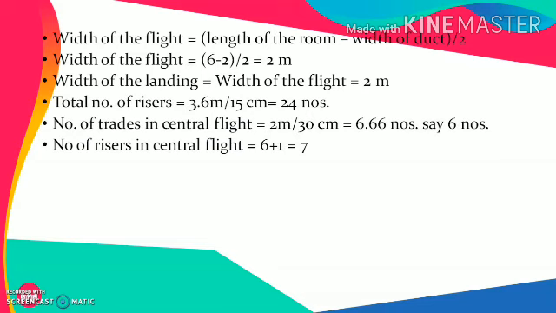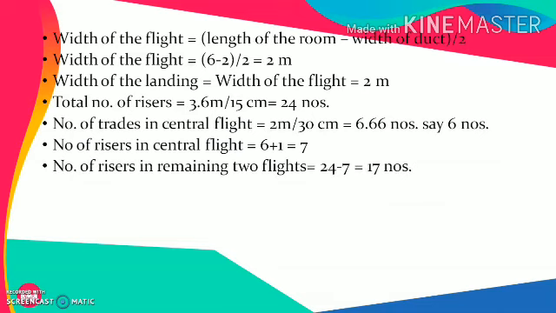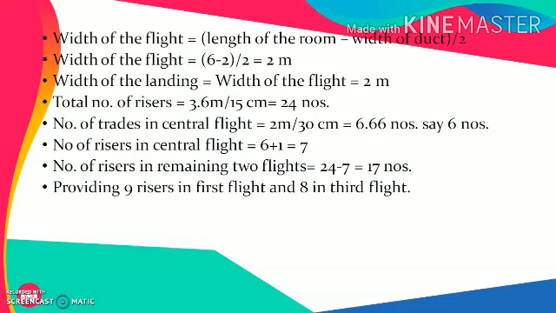The number of risers in the central flight will be 6 plus 1, so it will be 7. Please remember that we have calculated tread first, so generally the number of treads are 1 lesser than the number of risers. So number of risers will be 1 more than the number of treads, so it will be 7. So number of risers to be accommodated in remaining flights will be 17, as we need to provide overall 24 number of risers. So in central flight we can accommodate 7, so remaining are 17. So providing 9 risers in the first flight and 8 in the third flight.